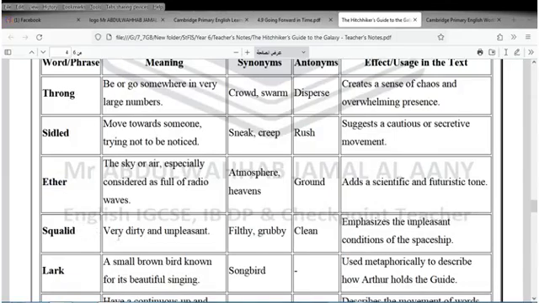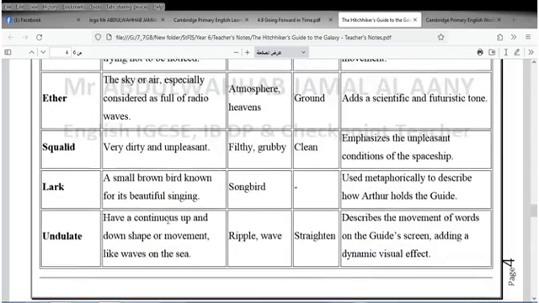And squalid: very dirty, unpleasantly filthy, grubby, and the antonym is clean, used to emphasize the unpleasant conditions of the spaceship for workers. Lark is a small bird who has a nice song, a songbird, and it is a metaphorical usage to describe how Arthur holds the guide. It's very important to him. And yes, it could sing.